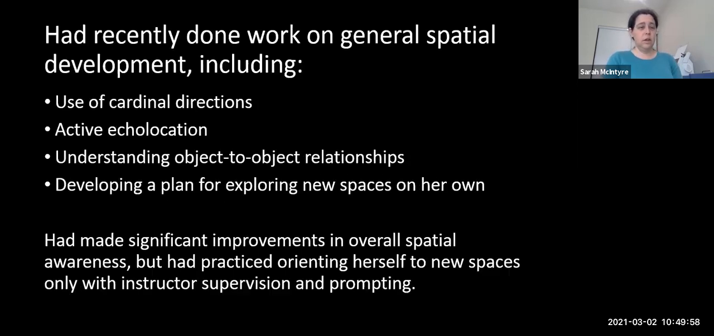So next slide, please. I had done some work with her on general spatial development, including learning to use cardinal directions, learning to use active echolocation, understanding object-to-object relationships, and then developing a plan for exploring new spaces on her own. She had made a lot of improvement in spatial awareness, and she had practiced orienting herself to new spaces, but always I had been right there with her, within arm's reach, prompting her.